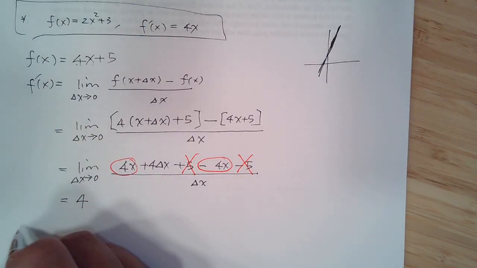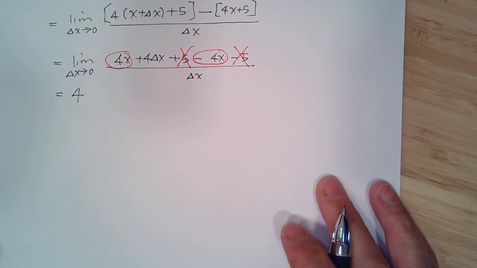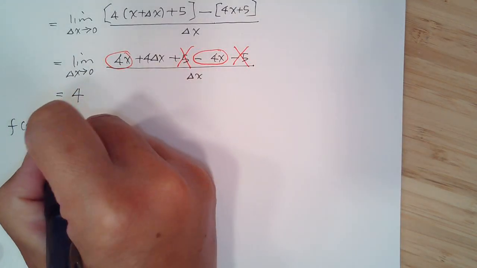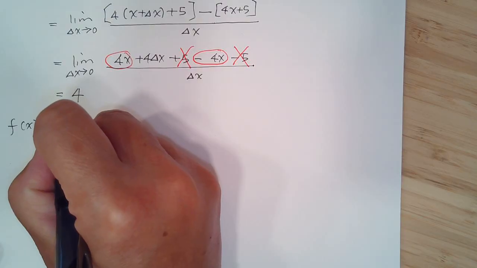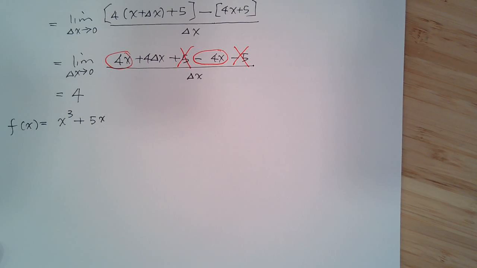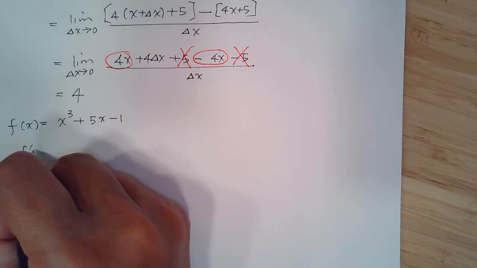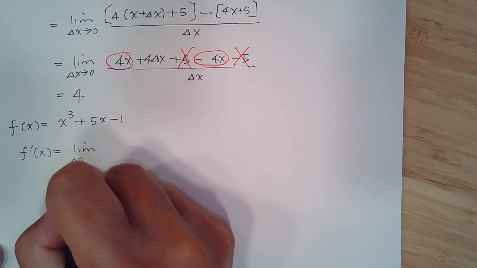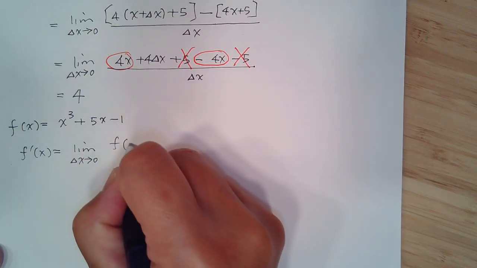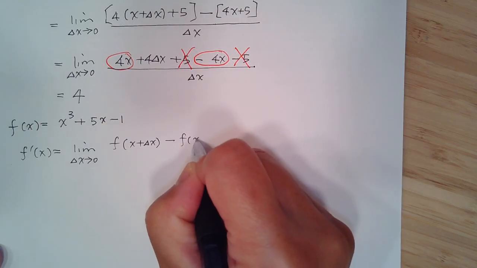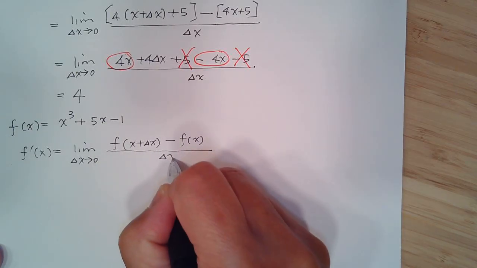All right, so the next example is f of x equals, I try to make it complicated, x to the third plus 5x minus 1. Okay, so by definition, f prime of x should be the limit as delta x approaches 0 of f of x plus delta x. See, I'm not tired of writing this. I write this all the time because that will help me.